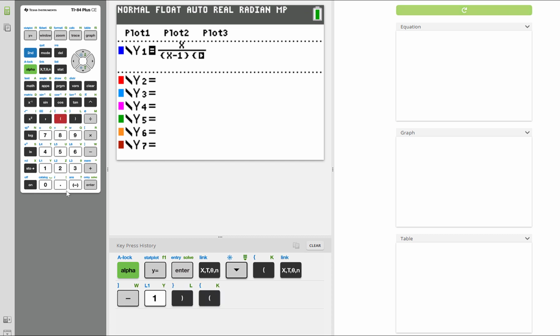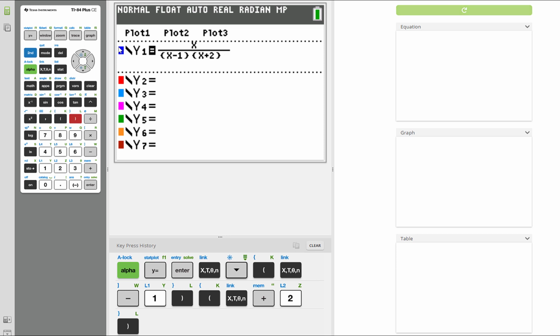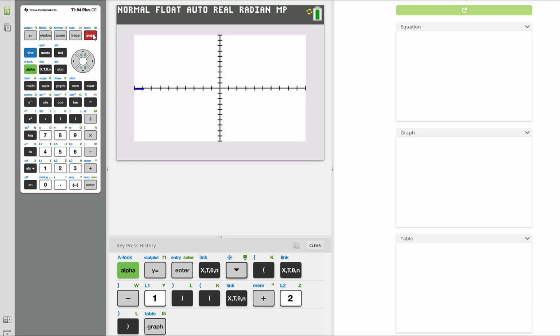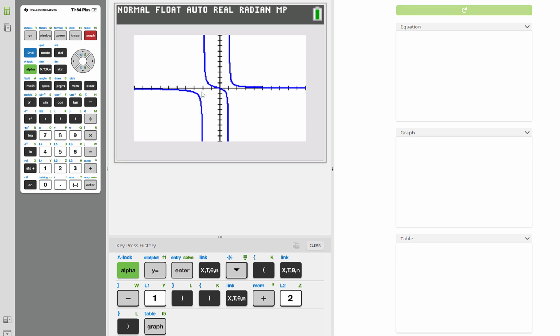There is our function. Let's graph it and see what the graph looks like, and hopefully it looks like ours. Yes, it does look like ours. Excellent. I could use the table of values maybe to try to figure out where these vertical asymptotes are, if you can't tell really.